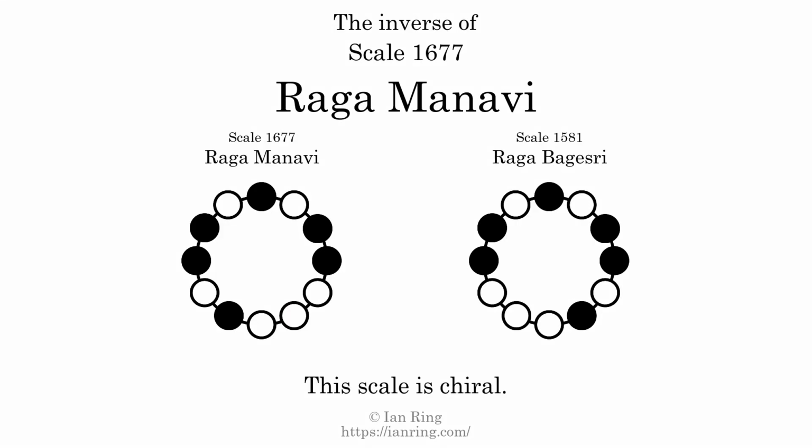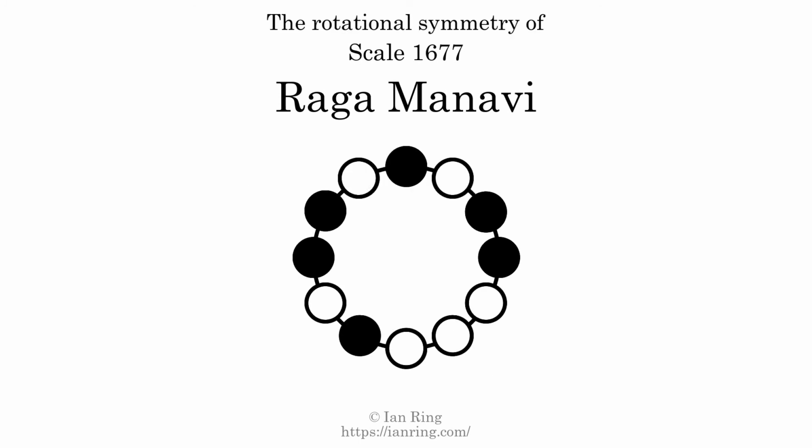The inverse of a scale is a mirror image. It is what you get when the sequence of intervals is reversed. The inverse of this scale is scale 1581, also known as Raga Manavi. This scale is chiral. It cannot transform into its inverse by rotational transformation. This scale has no rotational symmetry.